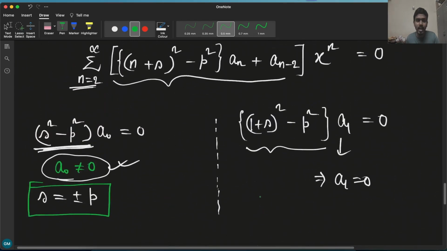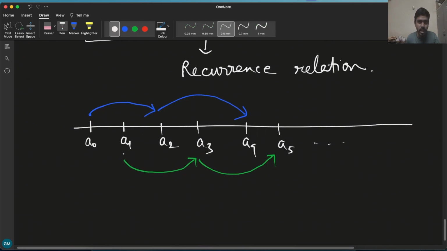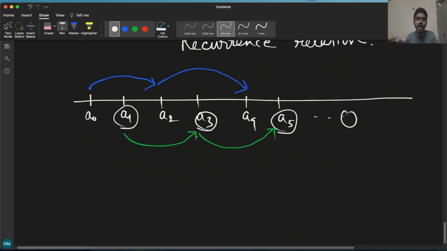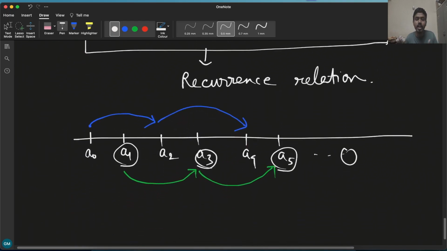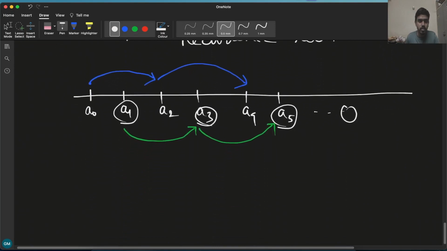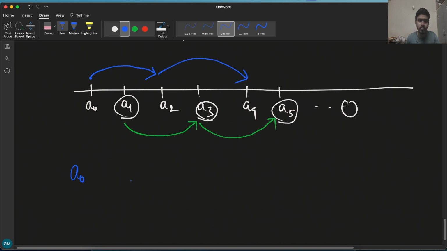But from the assumption that a0 is not equal to 0, we have to take a1 equals to 0. So in that case, this a1 equals to 0, and it means that a3, a5, a7, all these odd indexed coefficients, are all 0. So we only have to find out, if we start with a0, a2, a4, a6 and all these even indexed coefficients. So we are starting with a0.